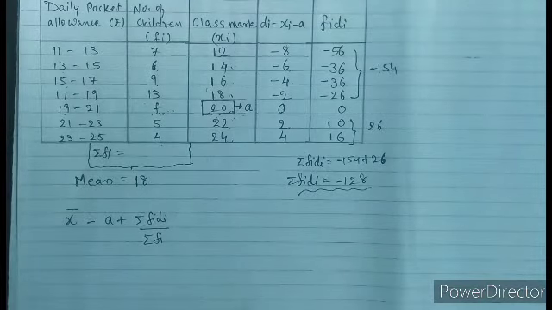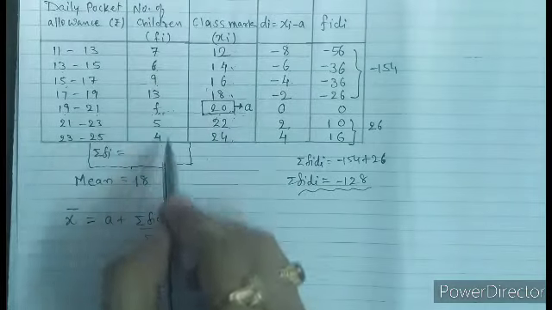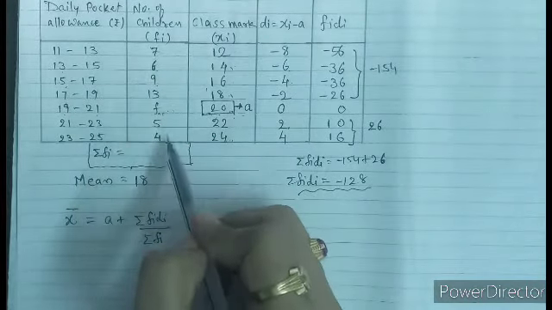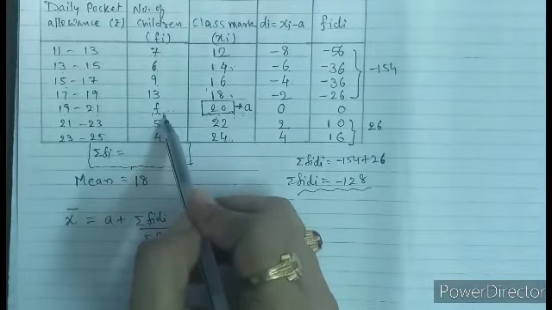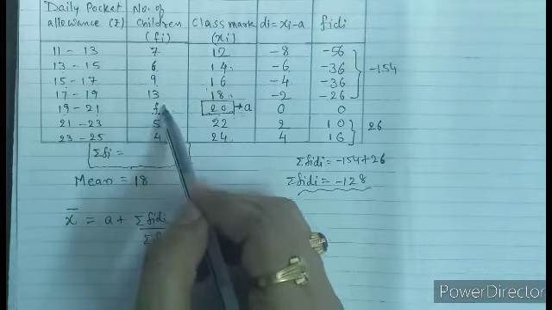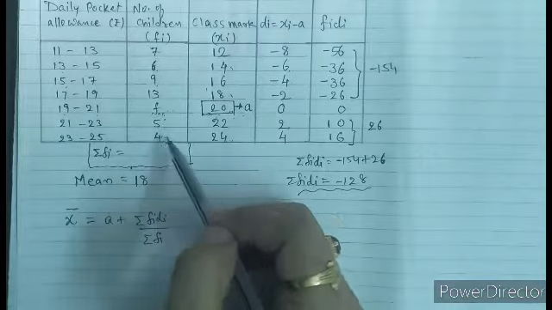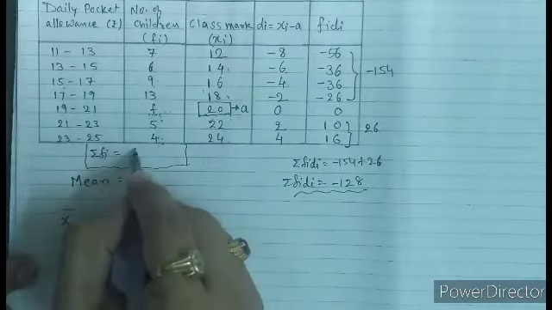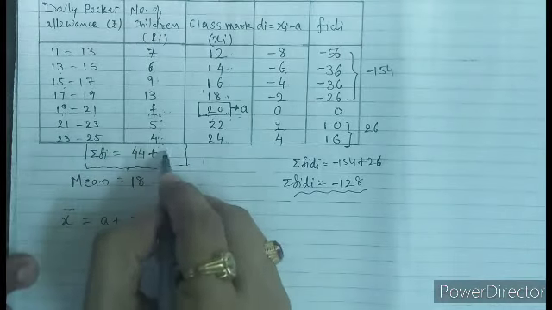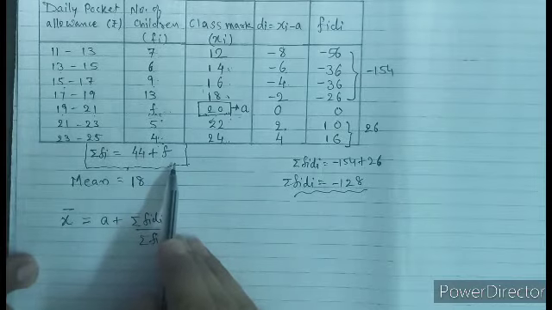Now we have to get sigma fi. Sigma fi is the sum of all the frequencies. Here we have to get the addition of all these terms excluding f. So we have to add all these numbers. F is not given. So first of all, do the addition of all the remaining numbers. Do it yourself fast. It is 44 plus, we don't know the value of f, so we will write f. So here sigma fi is 44 plus f.